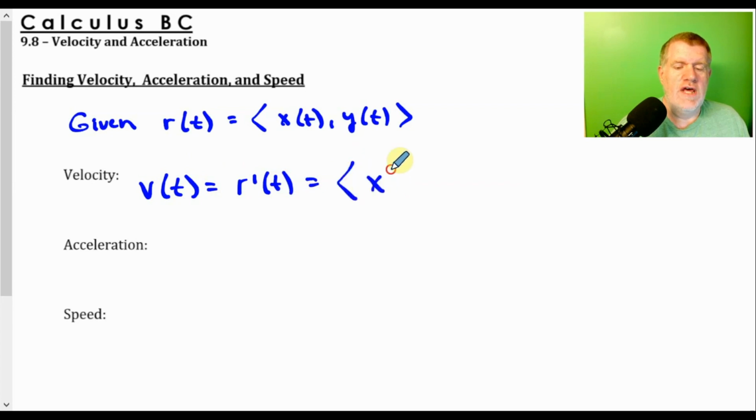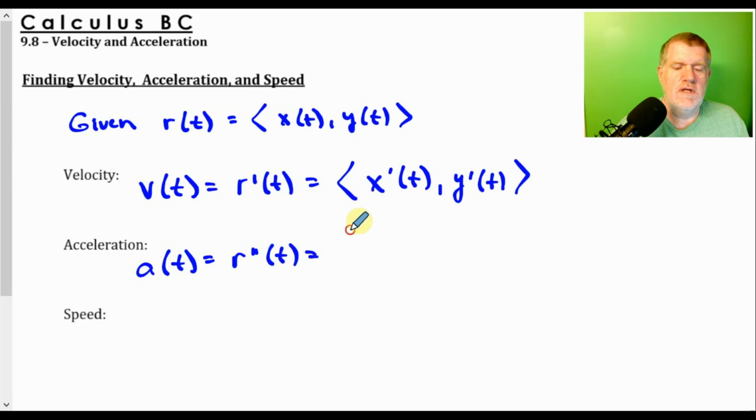So the derivative of the x component, the derivative of the y component, that's the velocity. Acceleration, again, the same thing. The derivative of velocity, or the second derivative of position. And that's what we got.